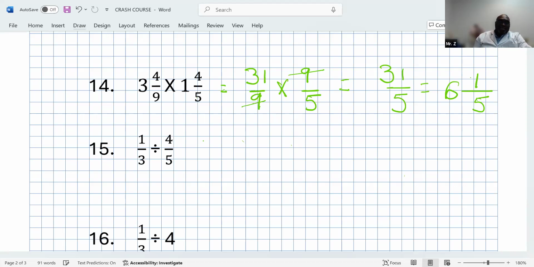All right, let's do number 15. Now, once again, you could as well do 31 multiplied by 9 divided by 45. You're going to get to the same answer. Okay, let's look at number 15.